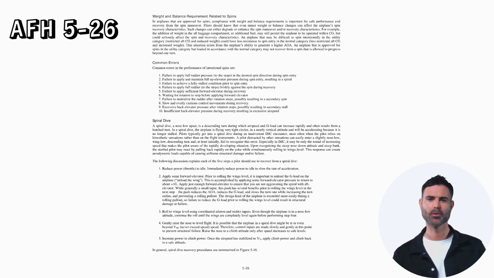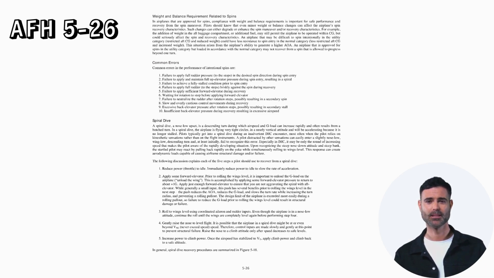Pilots typically get into a spiral dive during an inadvertent IMC encounter, most often when the pilot relies on kinesthetic sensations rather than on the flight instruments. A pilot distracted by other sensations can easily enter a slightly nose-low, wing-low, descending turn and, at least initially, fail to recognize this error. Especially in IMC, it may be only the sound of increasing speed that makes the pilot aware of the rapidly developing situation.